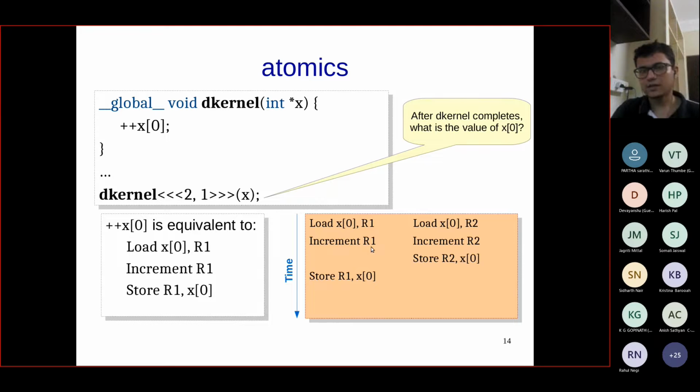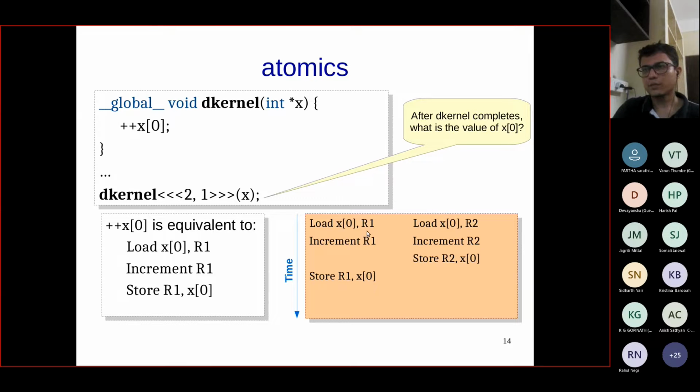But if we try to determine what can be the value of x, then it can be 2, and those two values can occur when we have this execution pattern, where loading is happening simultaneously, and then they both are also incrementing independently.